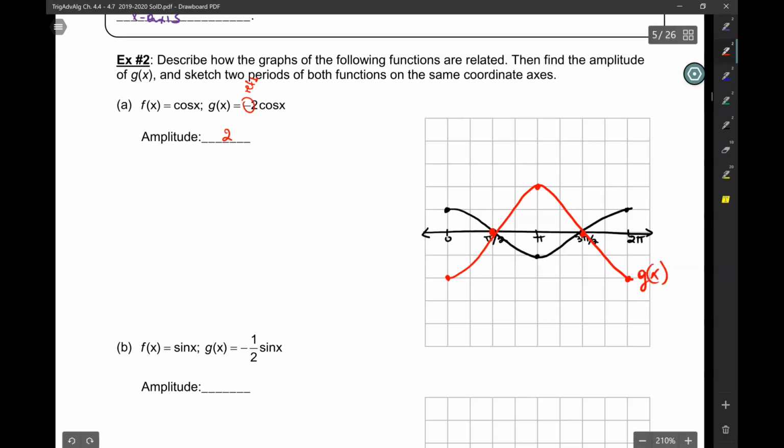So 2 things happened. Not only did it flip, or it was reflected around the x-axis, but also the amplitude got bigger. So instead of going up and down 1 unit, it went up and down 2 units.